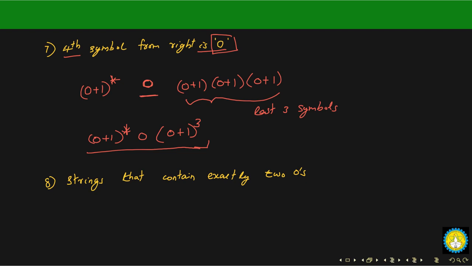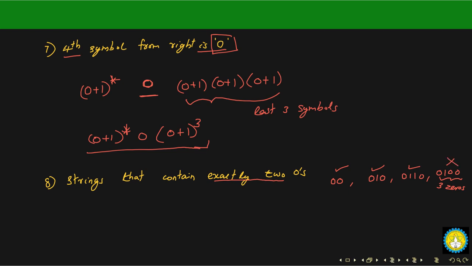Now let's go to the next question. Here we want to see to it that the strings contain exactly 2 zeros. Exactly 2 zeros. So the minimum string that has to be accepted is 00. You can accept a string like 010. This is possible. You can accept 0110. This is possible. But you cannot accept something like 0100 because this contains 3 zeros. So these 3 can be accepted, whereas this cannot be accepted.